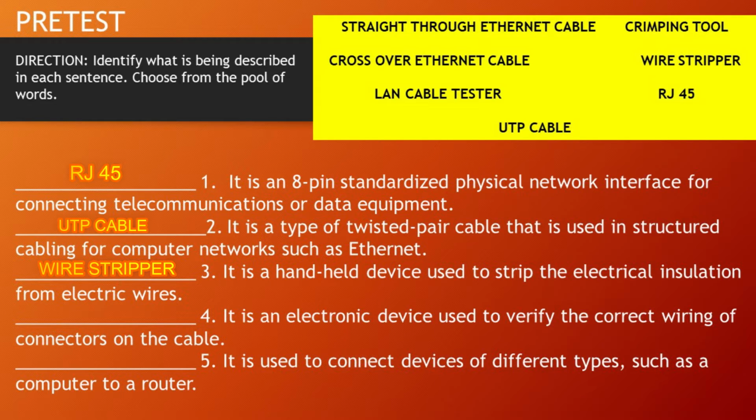Number 4, it is an electronic device used to verify the correct wiring of connectors on the cable. What is your answer? Very good. That is LAN cable tester. Number 5, it is used to connect devices of different types such as a computer to a router. What is your answer? Very good. That is the straight-through Ethernet cable.